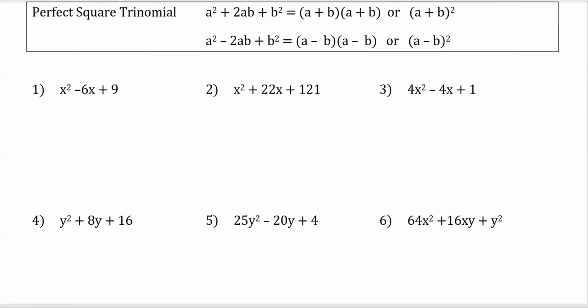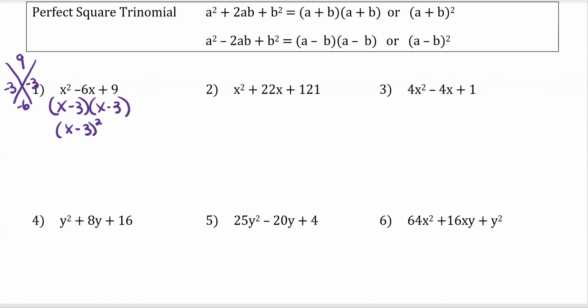For number 1, we could find the factors of 9 that add to negative 6. And that's negative 3 and negative 3. So we could write our factors down. X minus 3 times x minus 3. Or we could write it as x minus 3 squared.